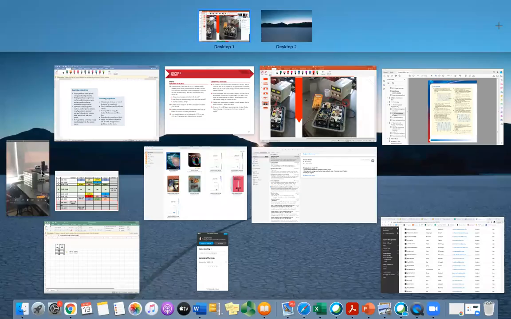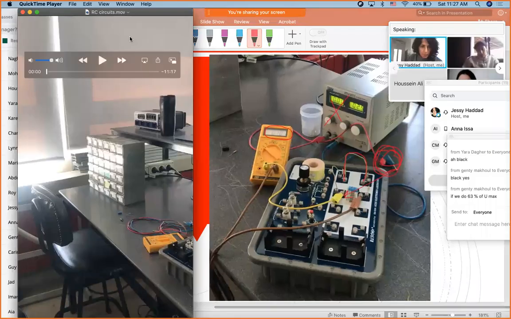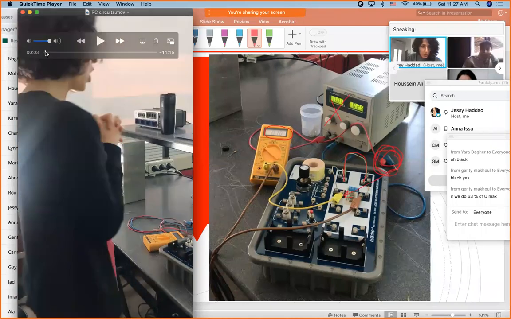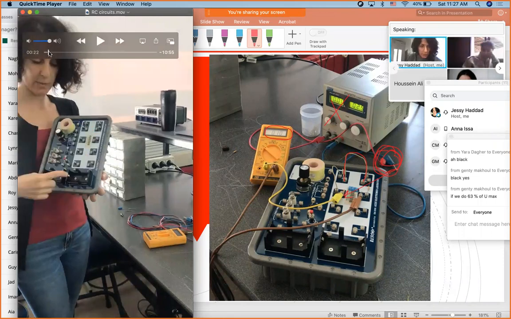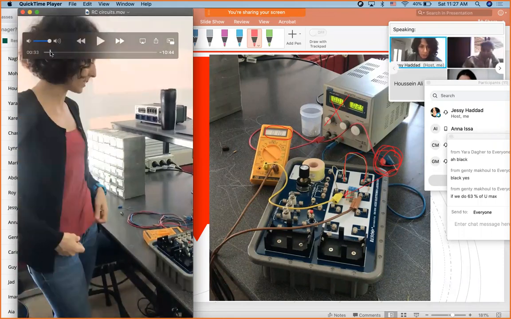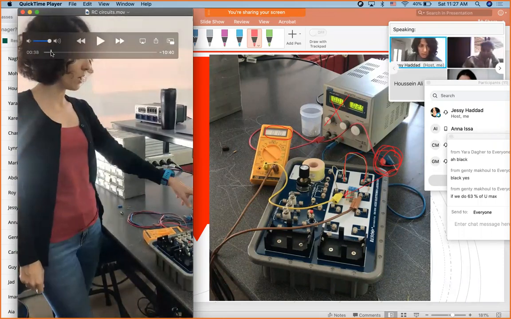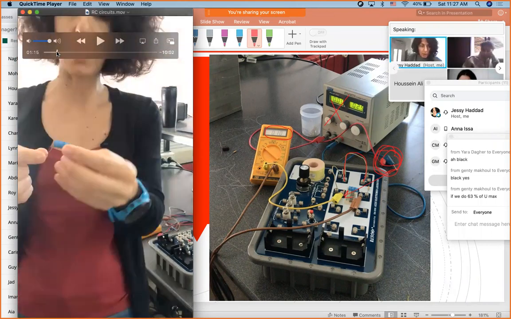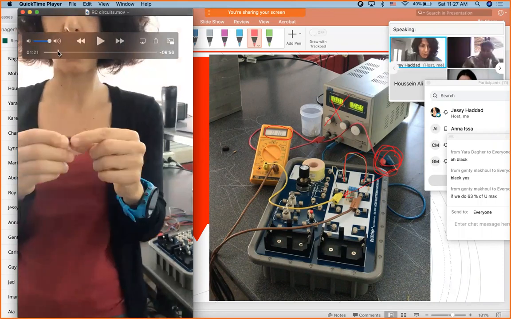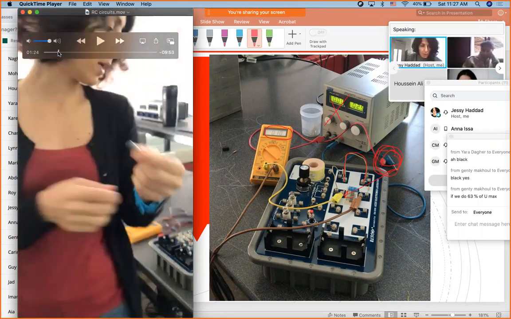Let me show you, the video is ready. Let me see if it's visible. I'm not sure. So I'm explaining a bit what the board is. This board has been used in lab 4, so I'm sure you know what I'm talking about. I'm explaining what the capacitor is, what's written on it, and this is another capacitor as well.